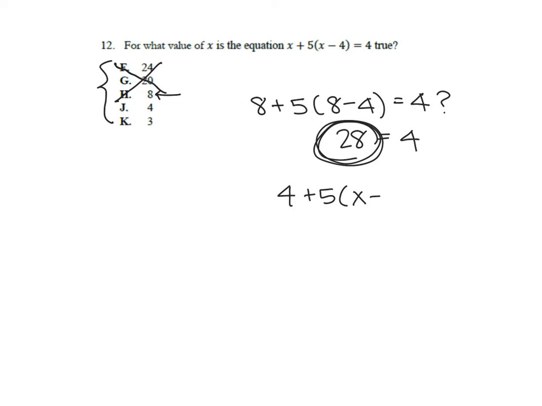The next one that I'm going to try is 4. If I plug in 4 for x, will I get 4? When I do that, I do get 4, so the answer is J.